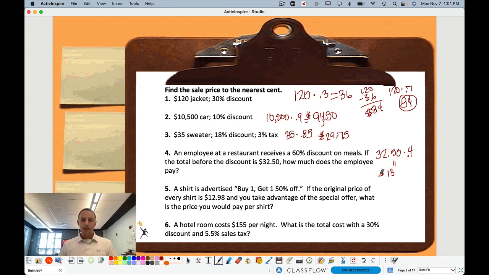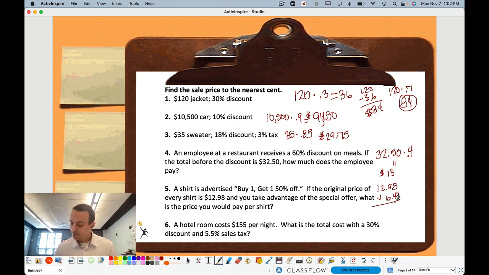A shirt is advertised as buy one, get one 50% off. The original price of the shirt is $12.98. So take advantage of this and figure out the price you would pay per shirt. If I buy one and get one 50% off, I'm going to pay $12.98 for the first shirt. And then I do $12.98 times 0.5. I'd pay $6.49 for the second shirt. So that's my total I'm going to pay now.